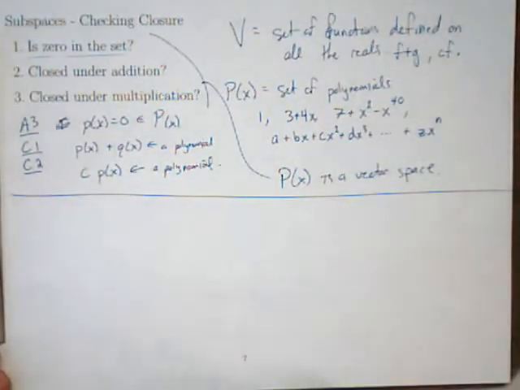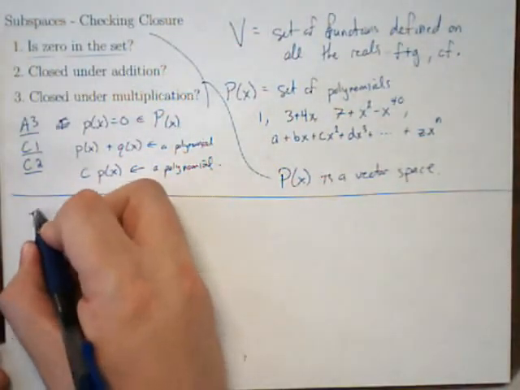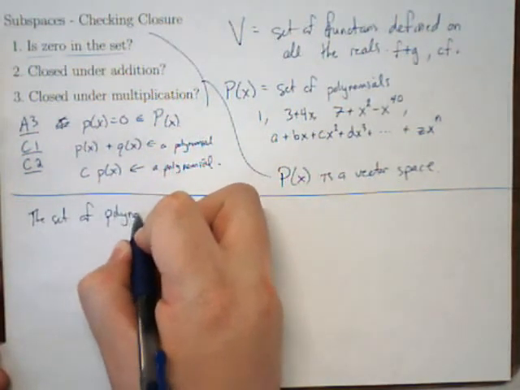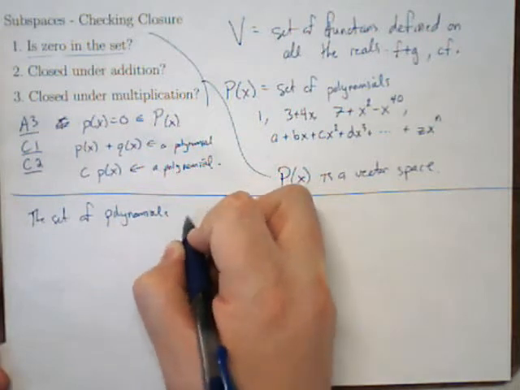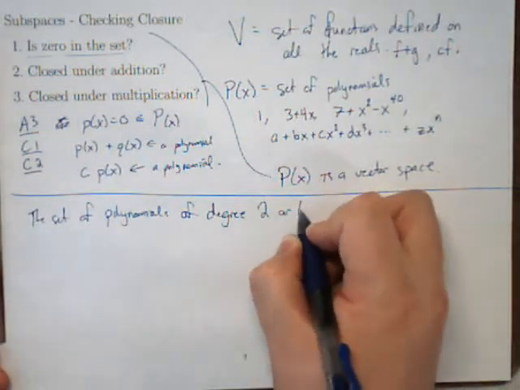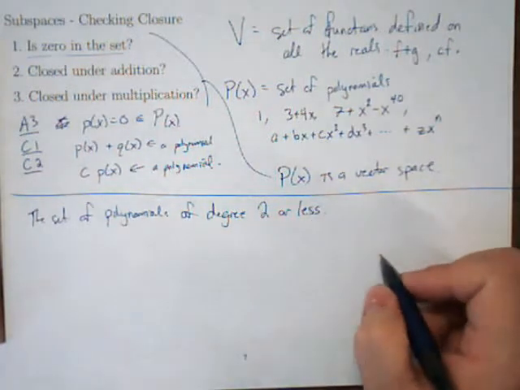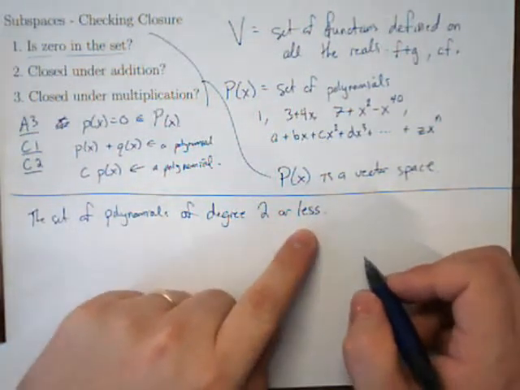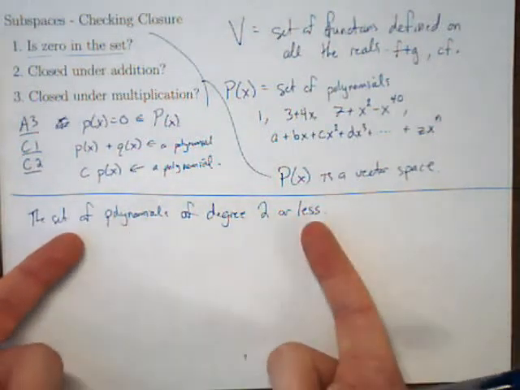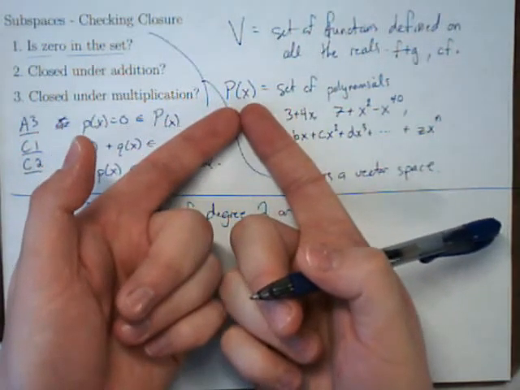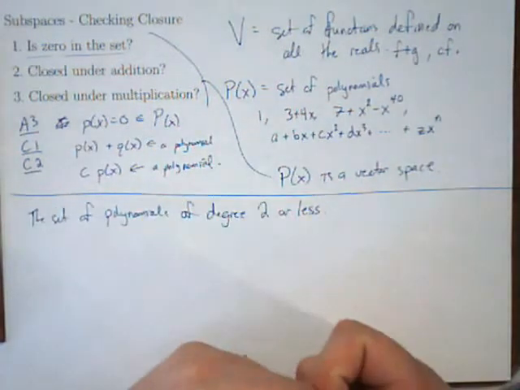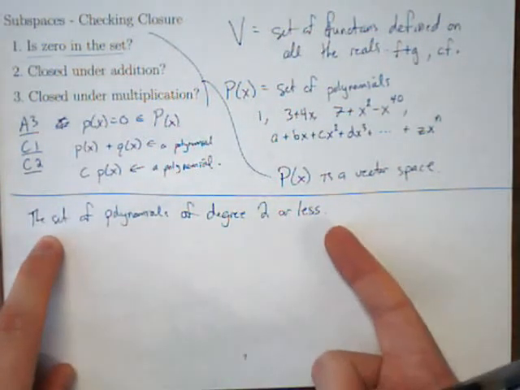I'll look at another one. Suppose we look at the set of polynomials of degree 2 or less. Is this set a vector space? Well, first of all, the set of polynomials of degree 2 or less is a subset of the set of polynomials. And do I already know this is a vector space? Yes, I do.